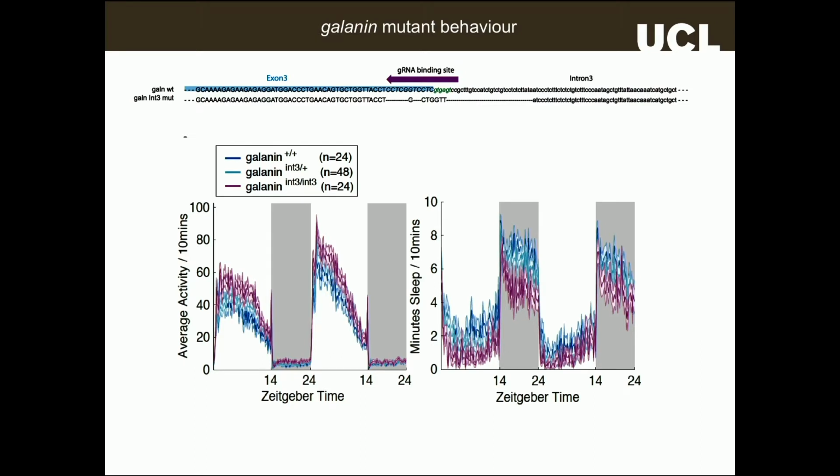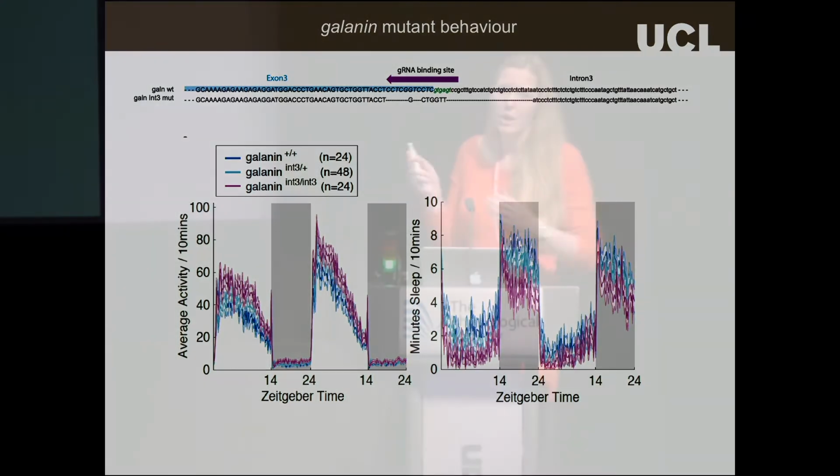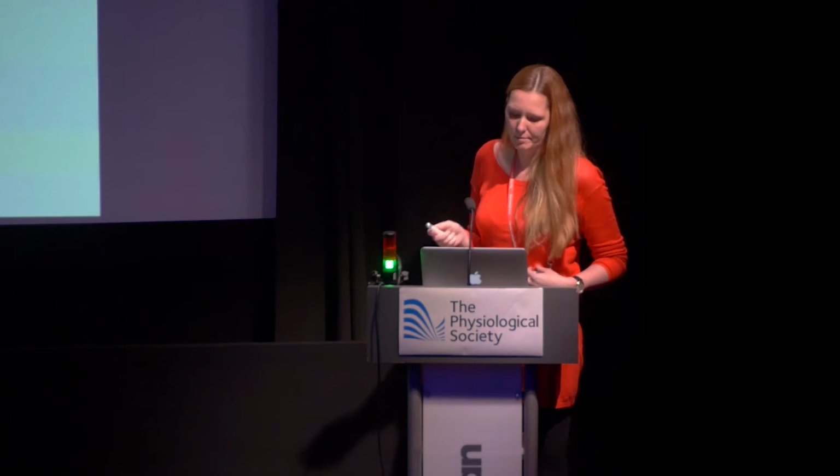As you can see here, this is plotting activity, this is plotting sleep over several days and nights. And basically, the fish look pretty similar. There is a mild phenotype regarding sleep. So the galanin mutants sleep about 10% less than control fish. This is also similar to what we've heard in mice, due to a fragmentation of sleep. So they have a lot more sleep bouts. Basically, they just tend to wake up a bit more during the day.